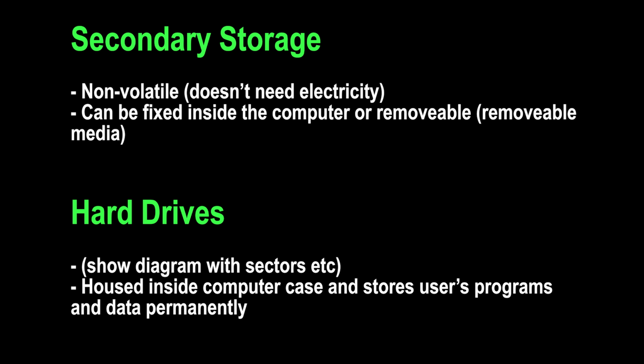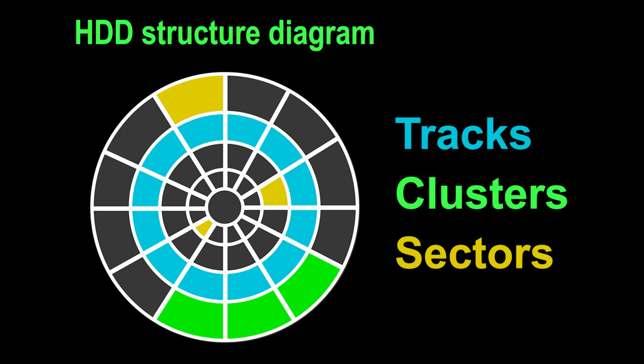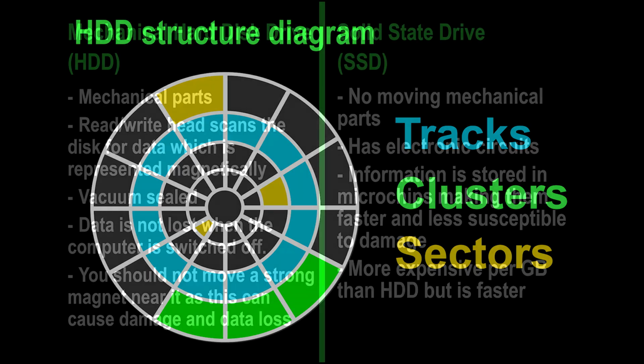Secondary storage is non-volatile, meaning that it doesn't need electricity to retain its data, and can be fixed inside the computer or removable. Hard drives are housed inside computer cases and store users' programs and data permanently. This is a diagram of a hard drive structure, which is useful for understanding defragmentation later.